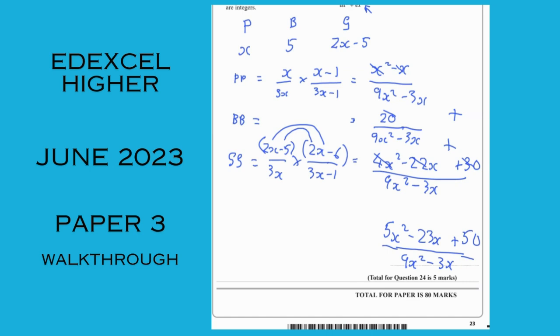Easy peasy, really. So, not a very friendly looking one, but it does boil down to probabilities. Fractions are best, and then they're easier to multiply and add at the end.